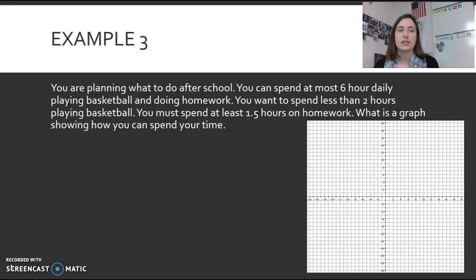All right, so here's our last example for section 6.6. We are working through a situation. You're planning what to do after school. You can spend at most 6 hours daily. To me, that's something to keep in mind, right? At most 6 hours daily playing basketball and doing homework. You want to spend less than 2 hours playing basketball, and you must spend at least 1.5 hours on homework. What is the graph showing how you can spend your time?